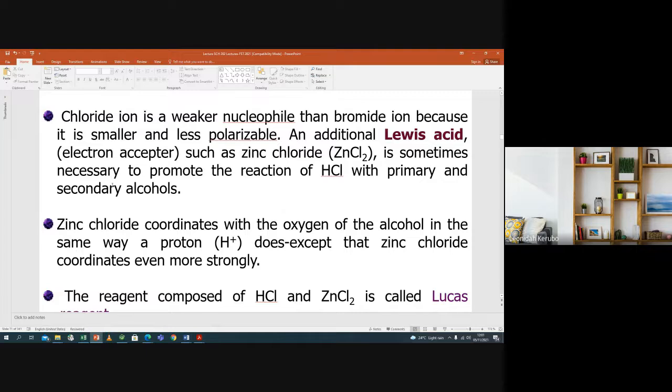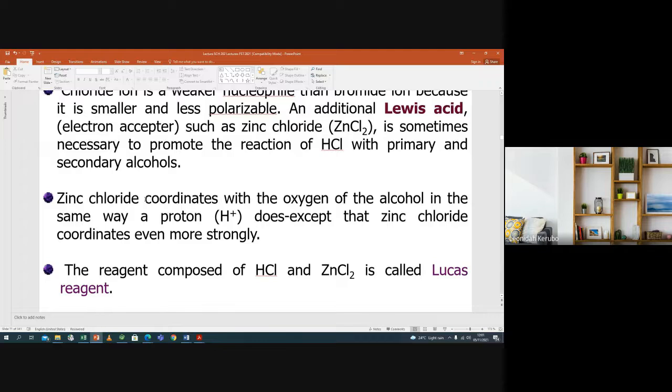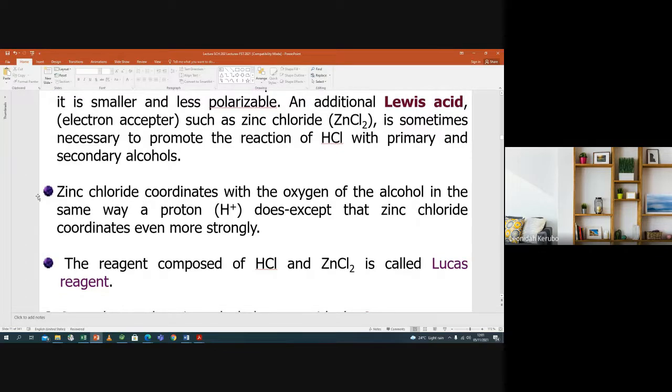Therefore, an addition of a Lewis acid, that is an electron acceptor, such as zinc chloride, is sometimes necessary to promote the reaction of hydrochloric acid with primary and secondary alcohols. That is mainly because the chloride ion is a bit weaker as compared to the bromide ion. So zinc chloride coordinates with the oxygen of the alcohol in the same way as a proton does, except that zinc chloride coordinates even more strongly.